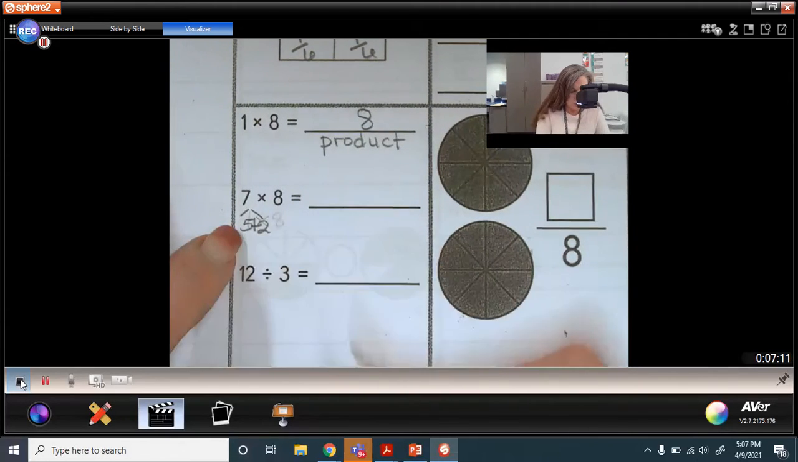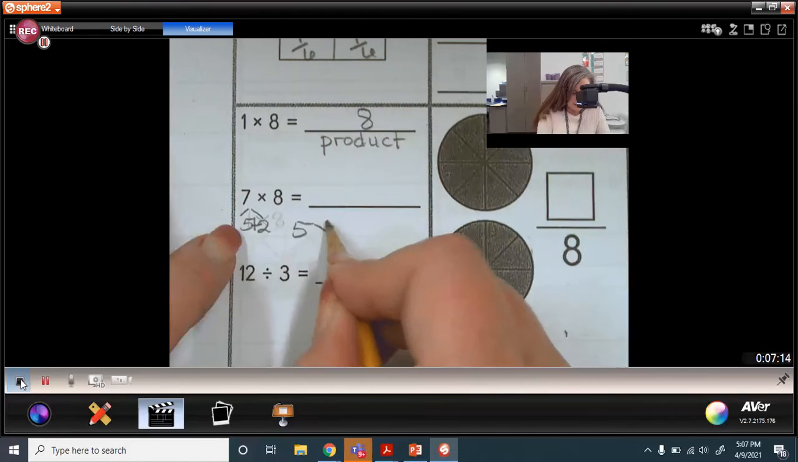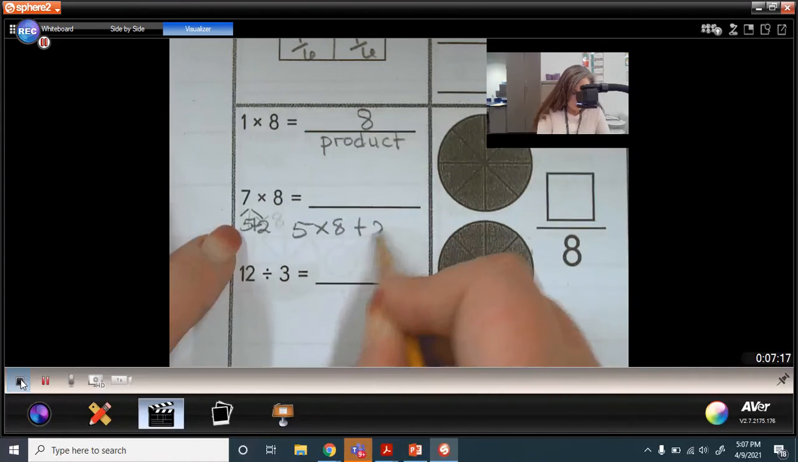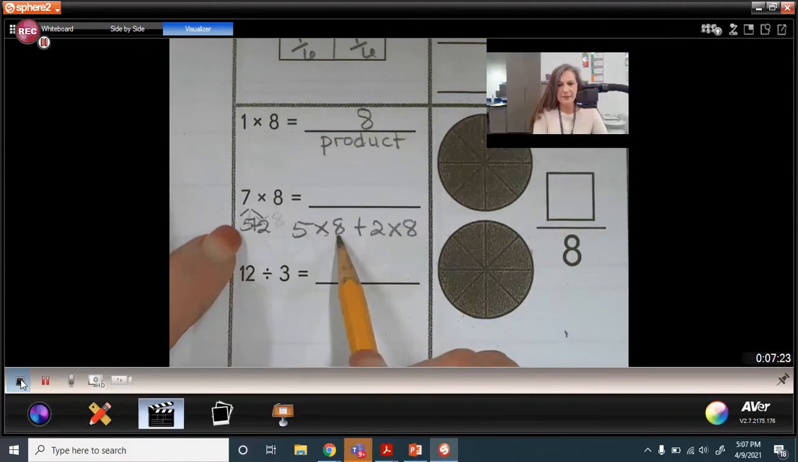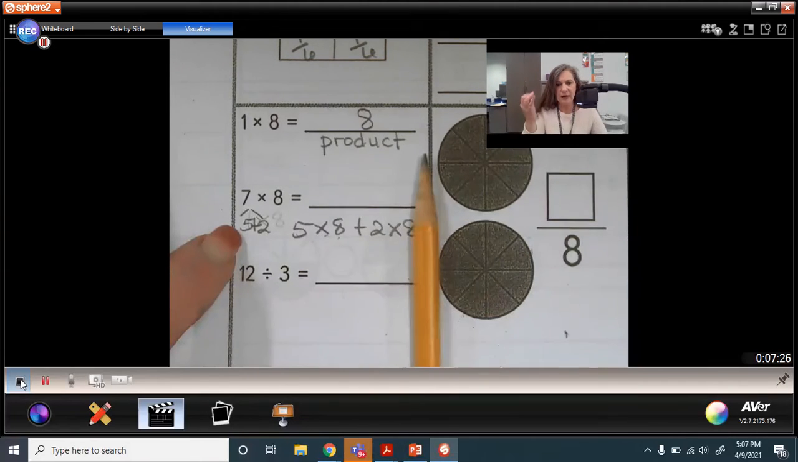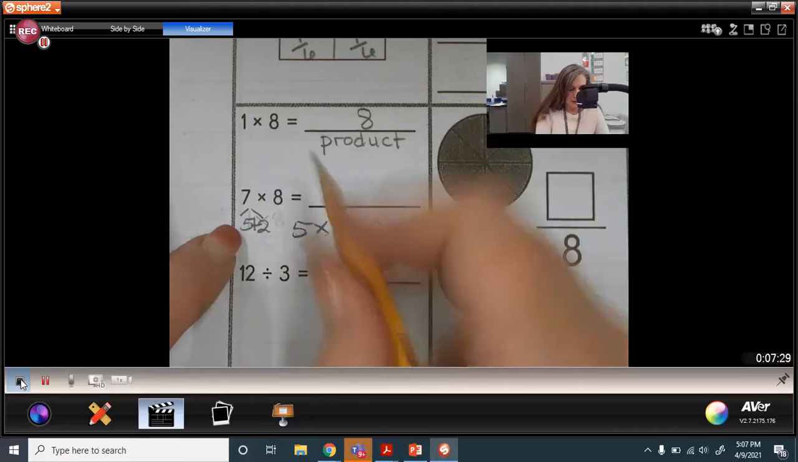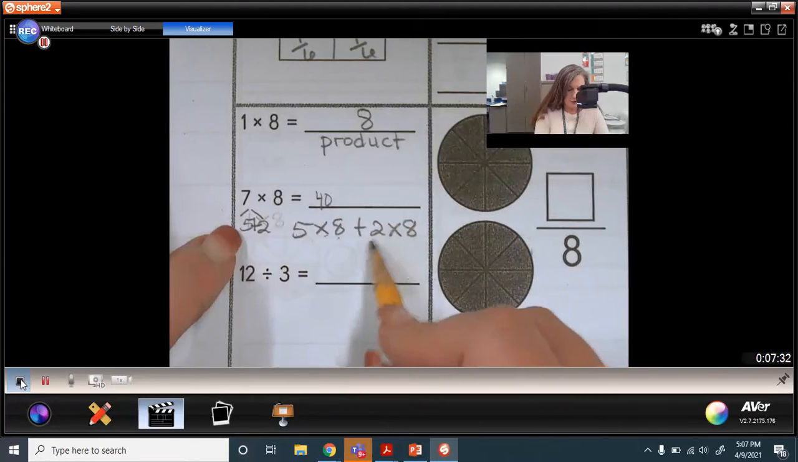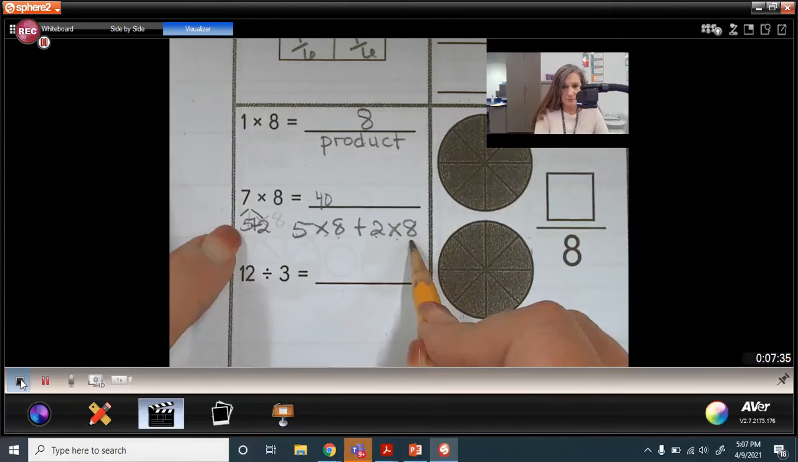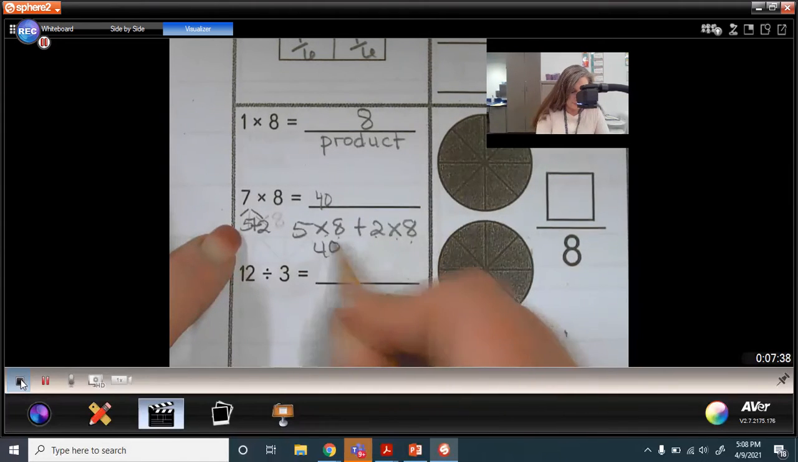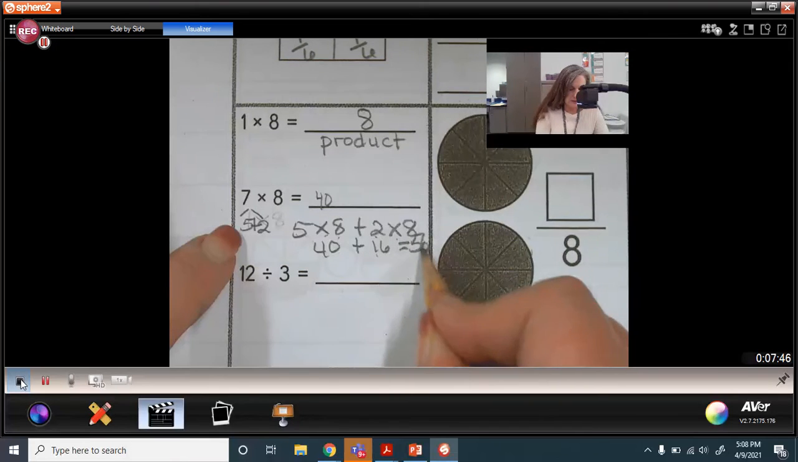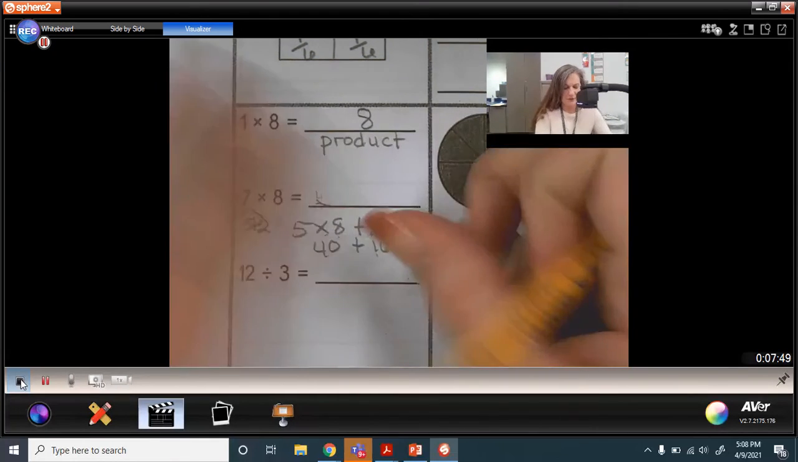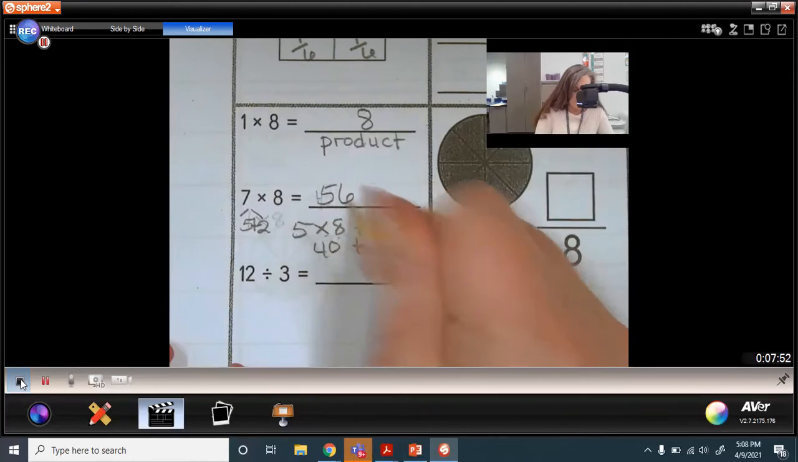So with 5 and 2, I can do 5 rows of 8, then another 2 rows of 8. Well, 5 times 8 is, if you don't remember, count by 5s, it's going to be 40. And then 2 times 8 is 16. And when you put that 40 and that 10 together, that's 50. And we put the 1s in the 1s place, so we have 56. So 7 groups of 8 is 56.